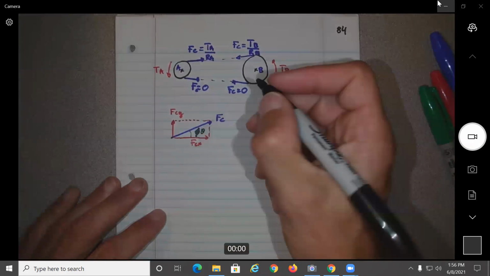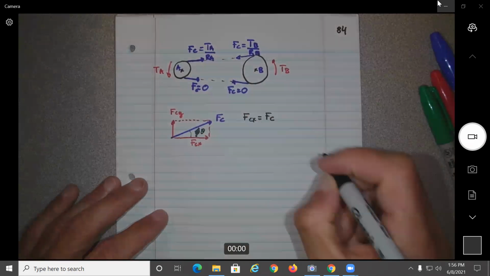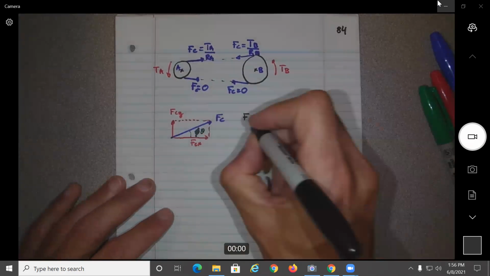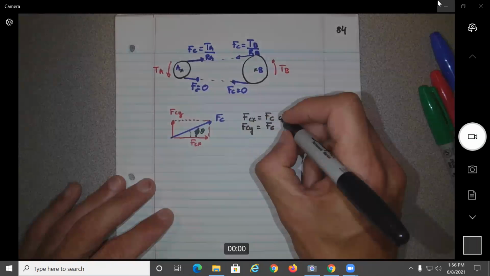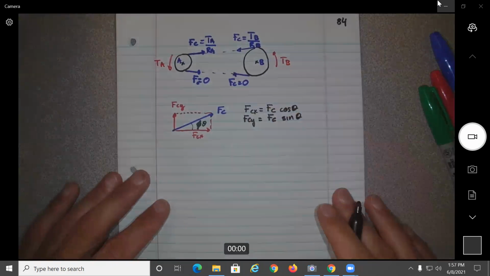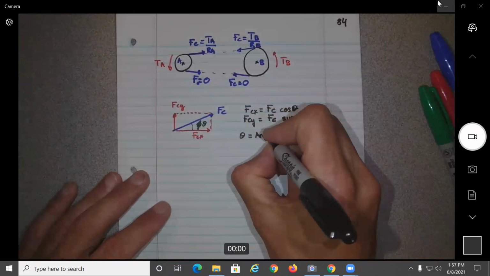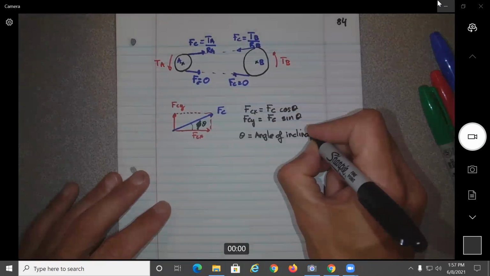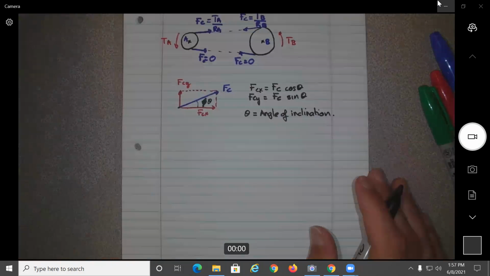From simple trigonometry, F C of x will be equal to F of C cos theta, and F C of y equals F of C sine theta. Here theta will be the angle of inclination, which sometimes is equal to the pressure angle, but that is in the ideal case, which rarely happens.